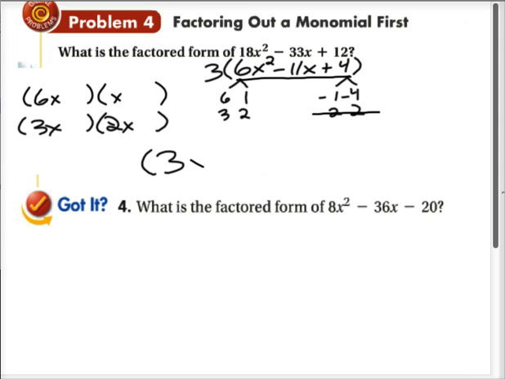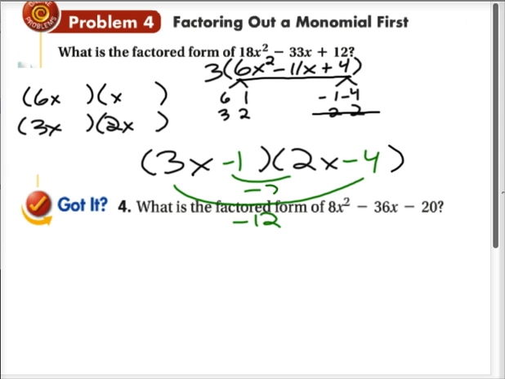So let's try the 3x and the 2x now. Oh, I'm sorry. I usually switch colors for you guys. So we're going to plop in the negative 1 and the negative 4. That connects to negative 12. That connects to negative 2. Well, that's negative 14. Still not the negative 11 we're shooting for.